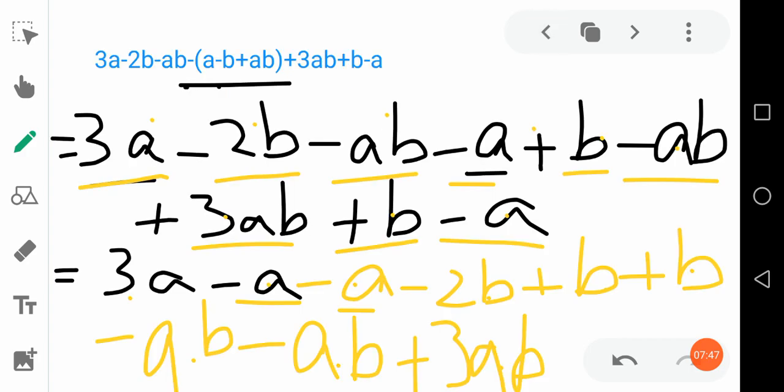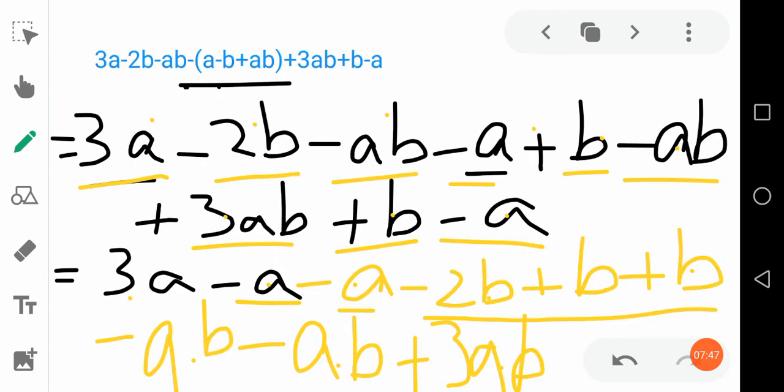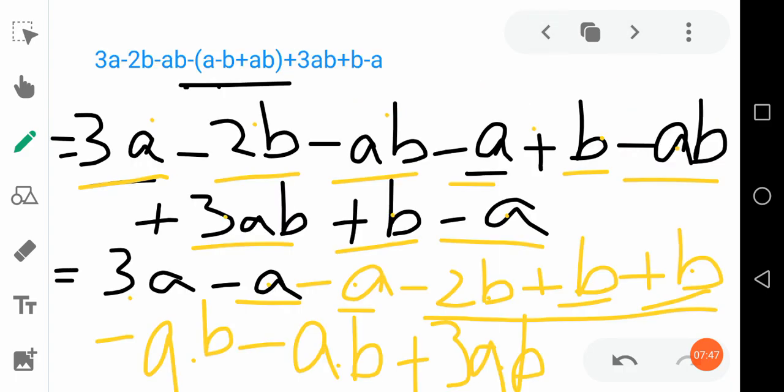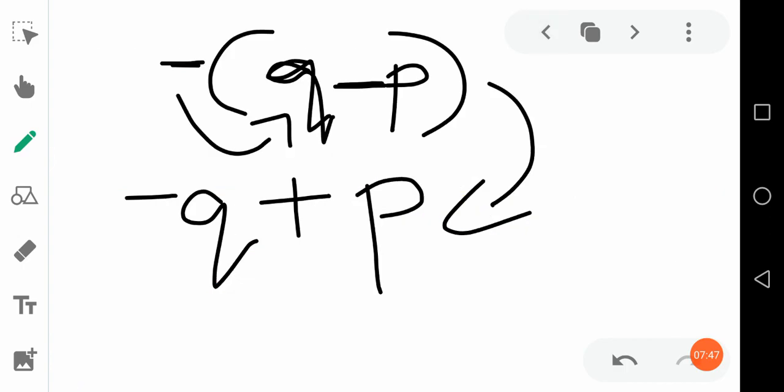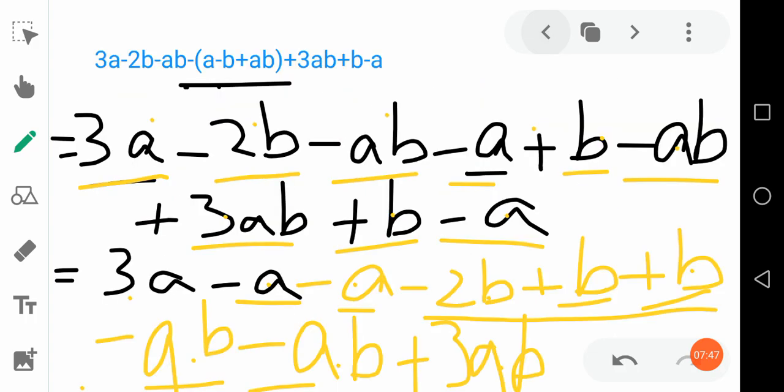Okay. What is the next one? Minus 2b plus b plus b. How will you write it? Minus 2b. So I told you, just remember the plus and minus in your mind. Okay. So you can write it as minus 2 plus 1. 1 only. Here also plus only. So it is plus 1. Outside you can write b. So now what is the next one? Here also minus ab. So you have to write it as minus 1, then again minus 1. Minus 1 only. Okay. Plus 3. Outside you can write ab. Any doubt? Please go through that.